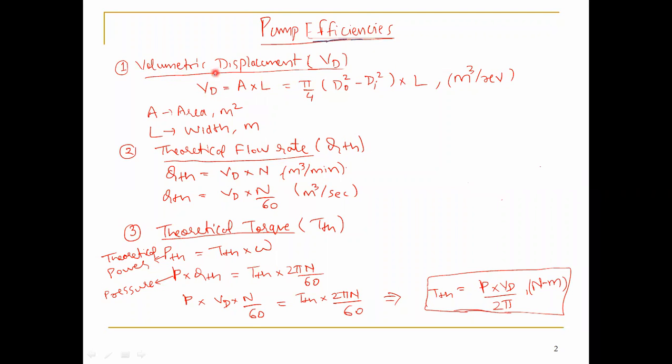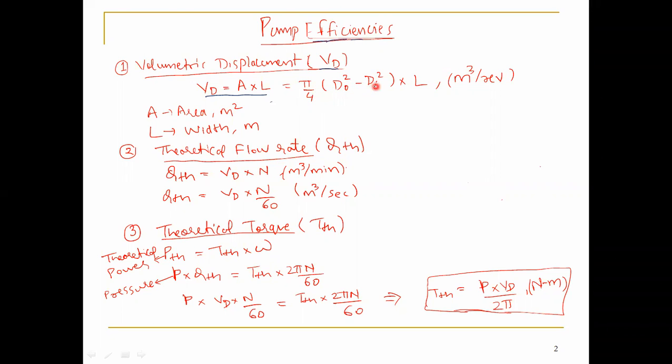Like the first one is the volumetric displacement. Volumetric displacement will be equal to Vd is equal to A into L. A is the area, in meter square, and L is the width. I am considering an example of a gear pump, that is external gear pump. Already we have studied. So its area we know, that is pi by 4 (d naught square minus di square).